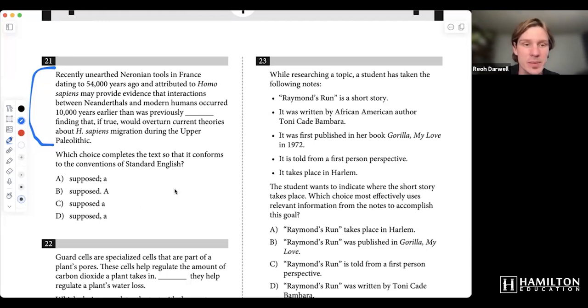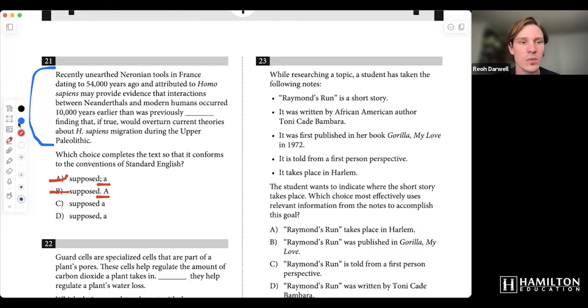Okay, because a finding that would overturn current theories about migration during the Upper Paleolithic is not a clause. It's not a clause at all. Why? It is only a noun. All this is saying is that it is a finding. Okay. So we know that we cannot have those be its own sentence. Another clue. Notice that B and A do the exact same thing, right? We can't use B or A because they do the exact same thing that the other one does. A semicolon and a period are interchangeable in terms of connecting independent clauses.